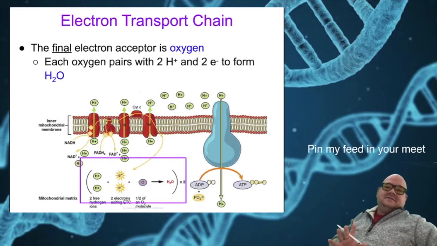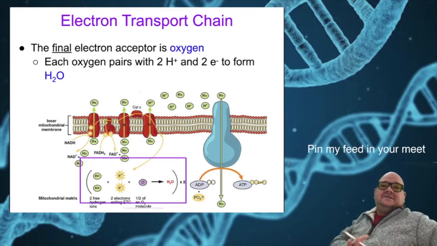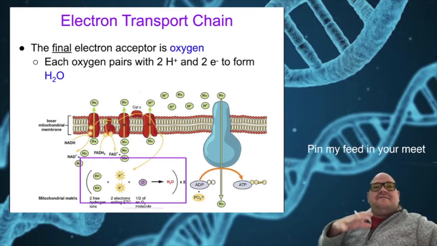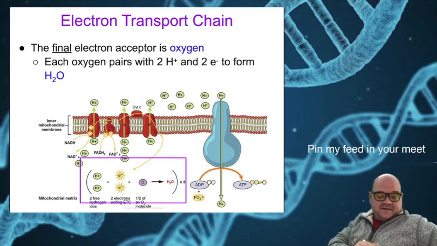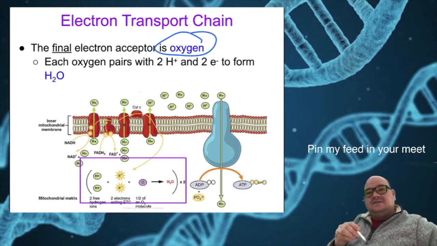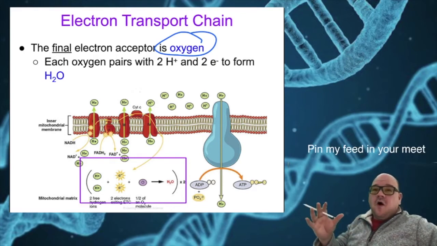Now, this is something that I didn't talk about. The final electron acceptor is oxygen. All this hydrogen goes somewhere. It bonds with the oxygen, so you get 2 hydrogens, 2 electrons. Well, that and an oxygen makes water. So water is an output of respiration.